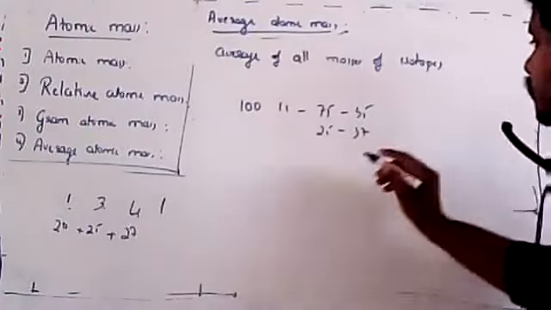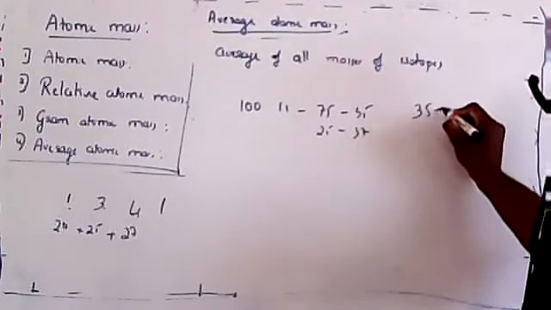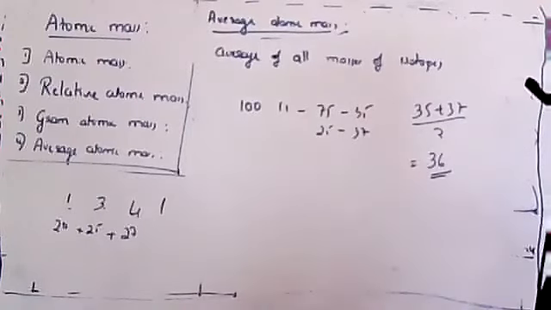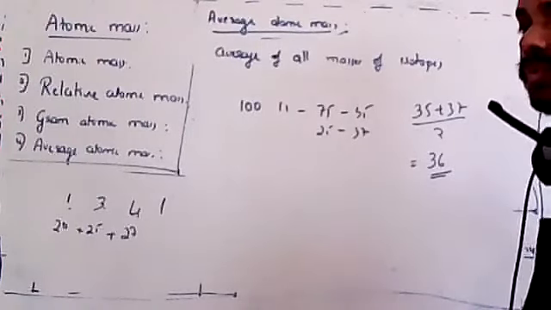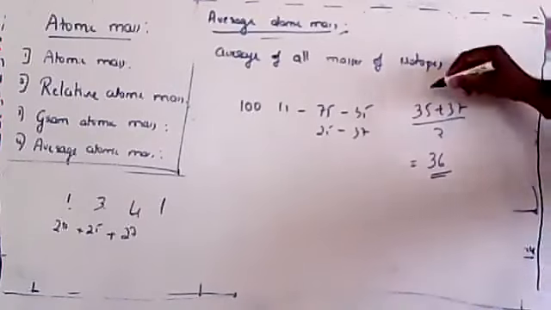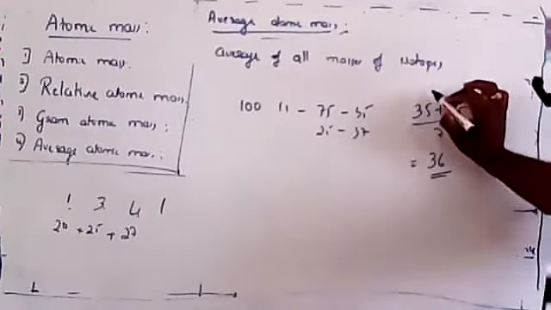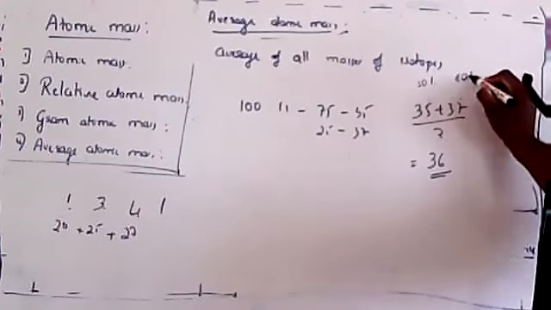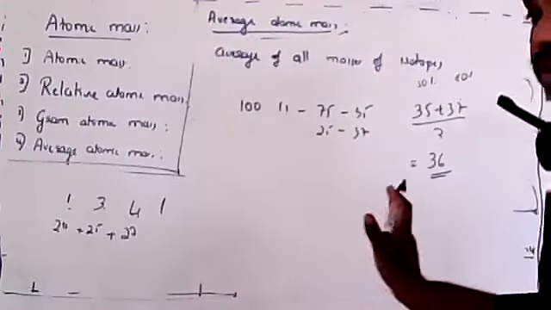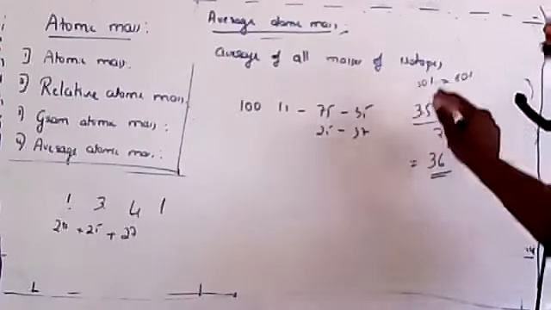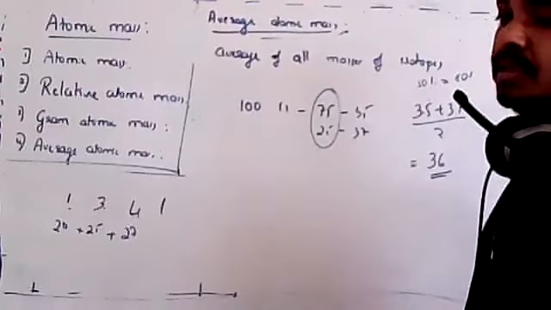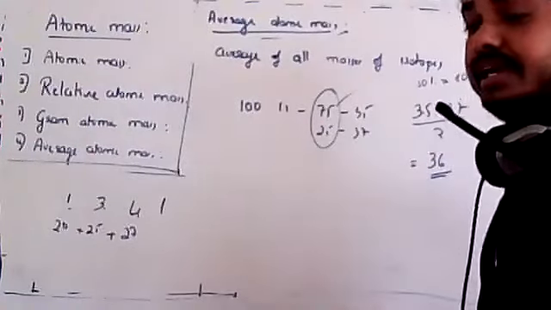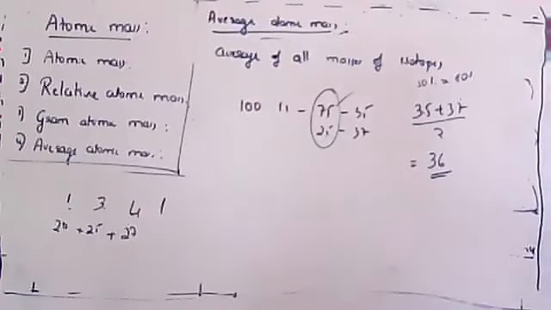Even if you do 35 plus 37 divided by 2, you will get 36 as the answer. It is not true. Are you getting my point? If 50% are 35 and 50% are 37, then you can go for this one, because the numbers are same. But out of 100, 75 are having 35 and 25 are having 37, then it is not same. Is that clear?